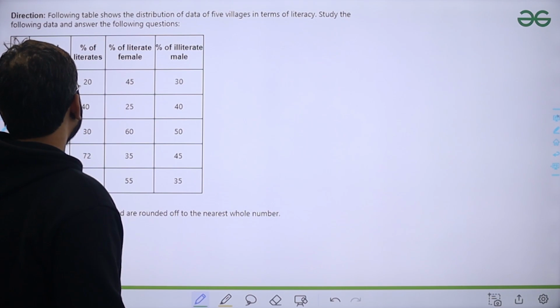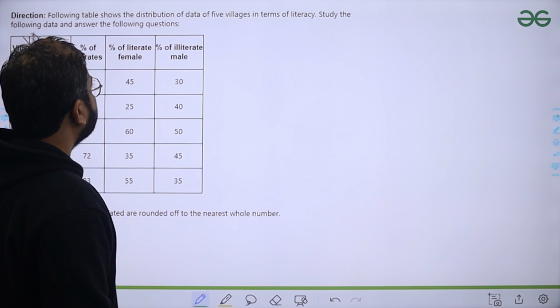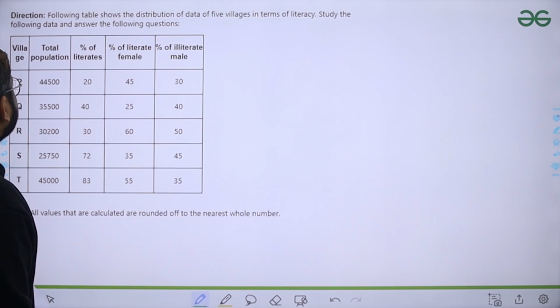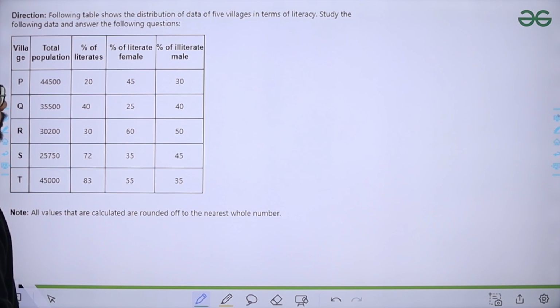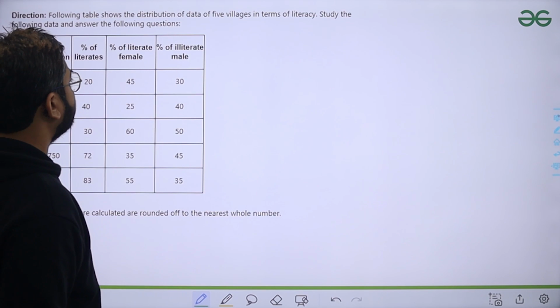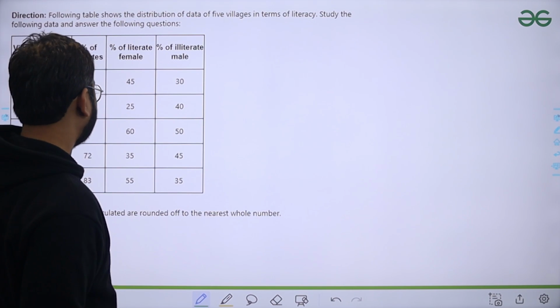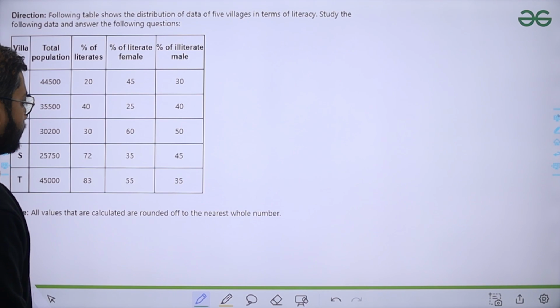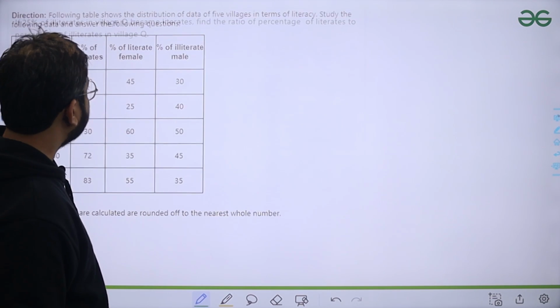The total population is given. The following table shows the distribution of the data in 5 villages in terms of literacy. Study the following data and answer the questions. The columns are village, total population, percentage of literate, percentage of literate female, and percentage of illiterate male. All the values are calculated in round figures. So what is the question asking us?